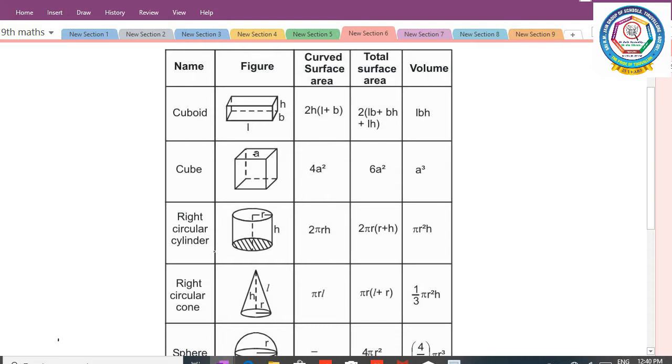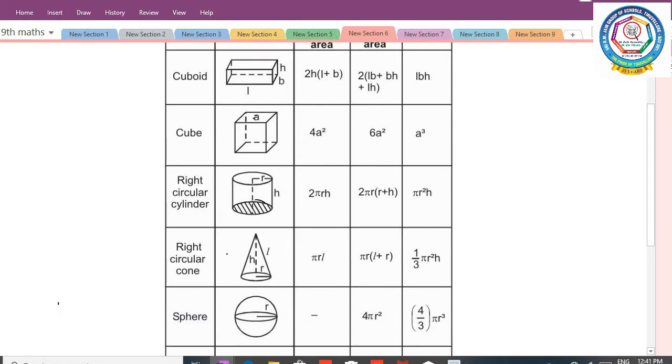Total surface area of a cylinder means including top and bottom. So 2 pi r into (h plus r). Next one, volume means base area into height. What is the base area here? A circle, pi r square. Height is h. So pi r square h.